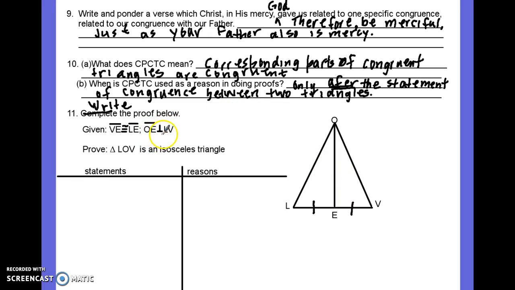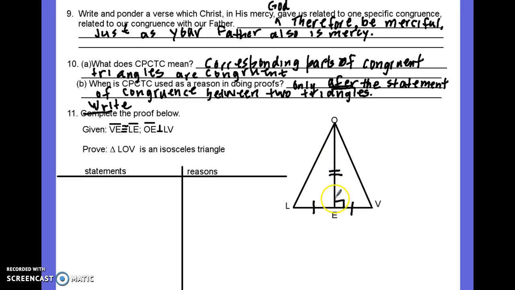What else are we given? We're given that segment OE is perpendicular to segment LV. So here's segment OE, it's perpendicular. How do we mark that? I'm sure you know. Perpendicular to segment LV. So we got all the givens marked to prove that triangle LOV is an isosceles triangle. So LOV, the overall triangle. Is there anything else we can mark as we compare the triangle to the left with the one to the right?